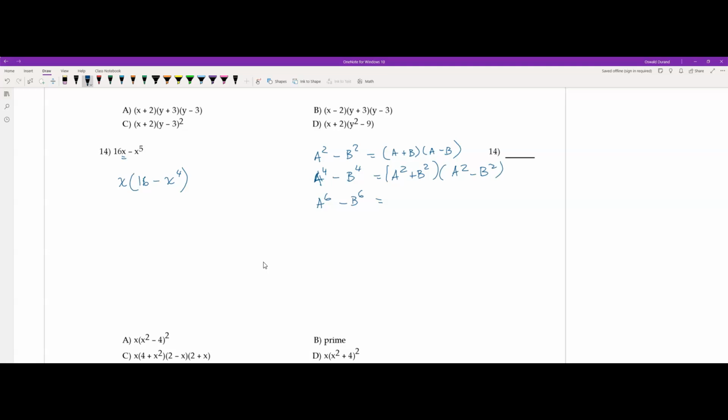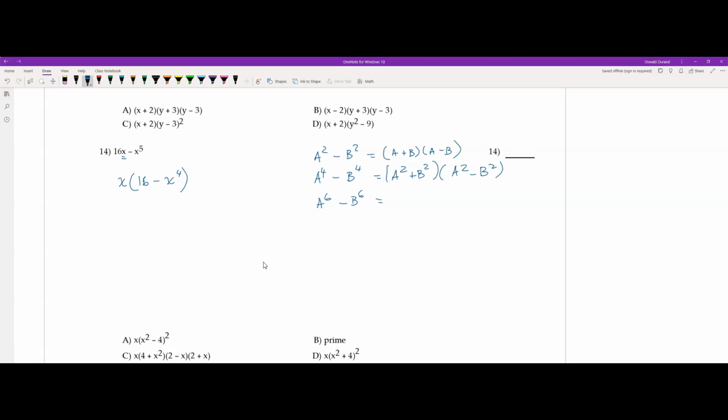Put a to the power 3 plus b to the power 3 times a to the power 3 minus b to the power 3. Okay? As long as the exponents are even, you can write it out like this. All right, so it seems like it works out. It is a difference of 2 perfect squares. That should be the name of it.